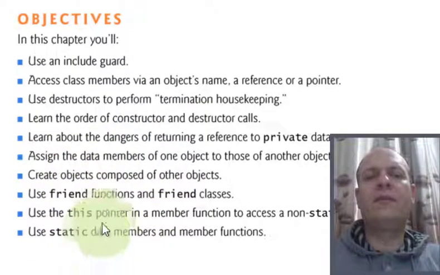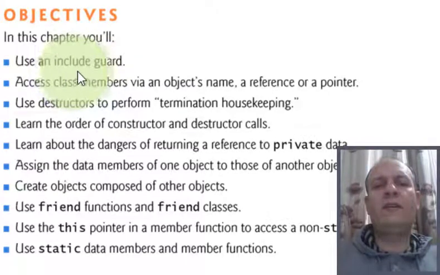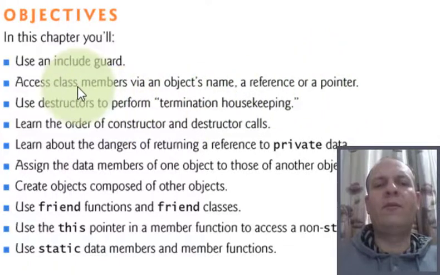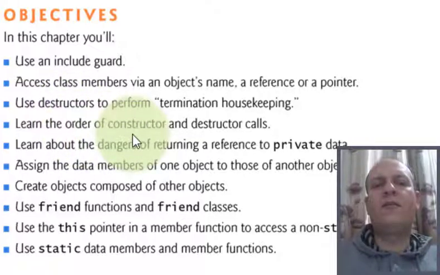discussing the remaining part. At the beginning of this chapter, we will discuss how to use include guard. Then, using object name or using reference variable or using a pointer to an object, how can we access data members? So how can we access data members using any one of them? Then we have a destructor and constructors. We discussed constructors, but now we will discuss destructors. What is a destructor and how can we use it? And the order of the constructor and destructor calls. Order of calling both of them.